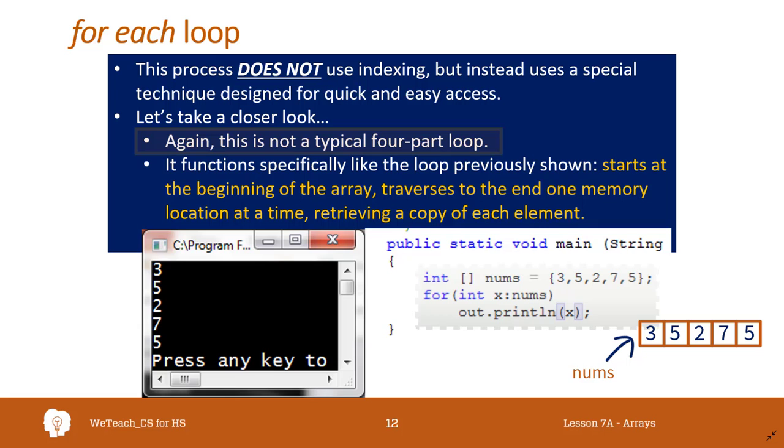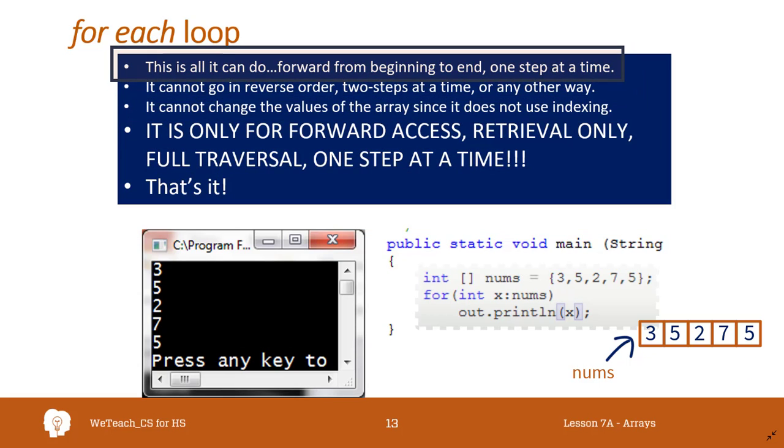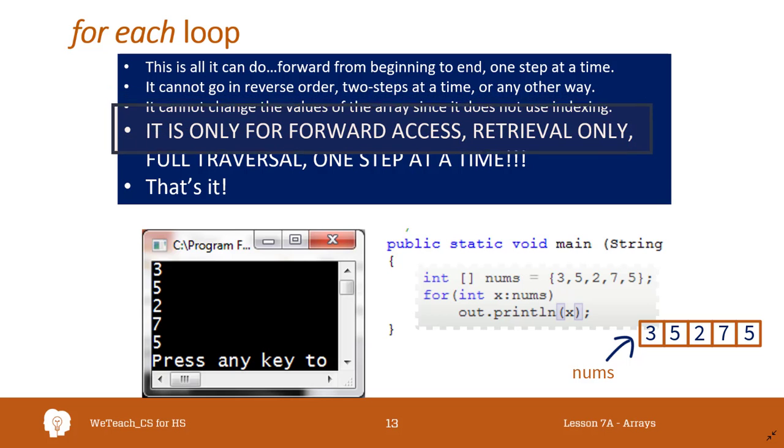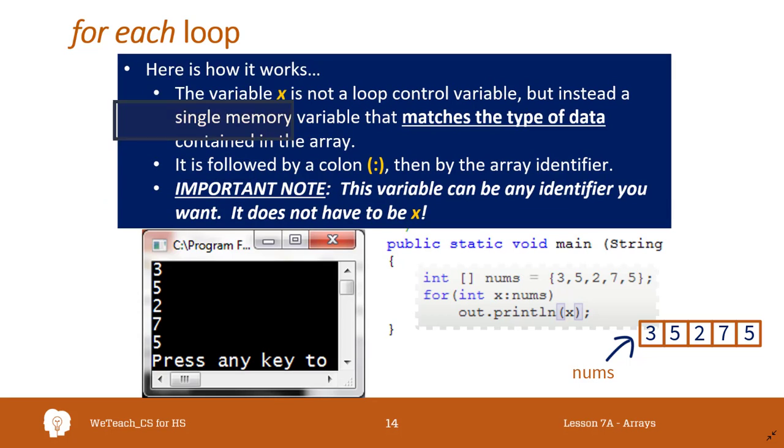Again, this is not a typical four-part loop. It functions specifically like the loop previously shown. It starts at the beginning of the array, traverses to the end, one memory location at a time, retrieving a copy of each element. This is all it can do. Forward from beginning to end, one step at a time. It cannot go in reverse order, two steps at a time, or any other way. It cannot change the values of the array since it does not use indexing. It is only for forward access, retrieval only, full traversal, one step at a time. That's it. Here's how it works.